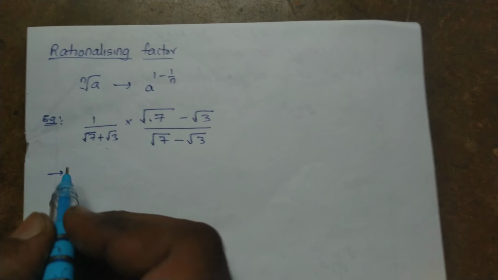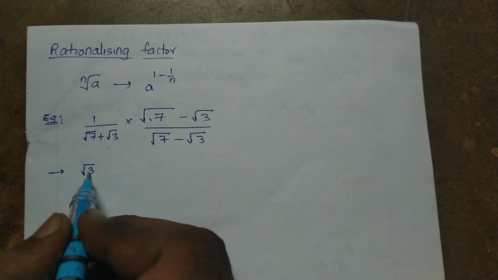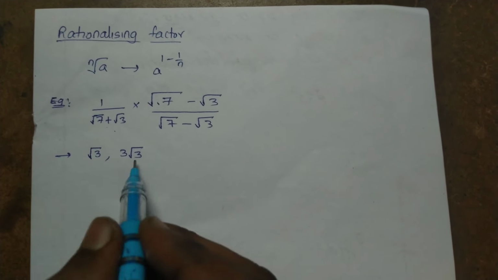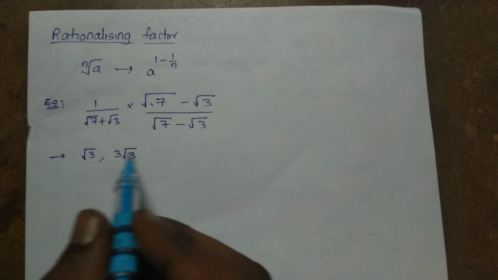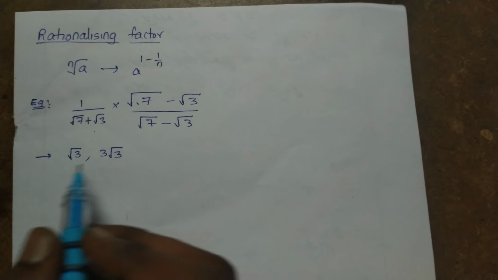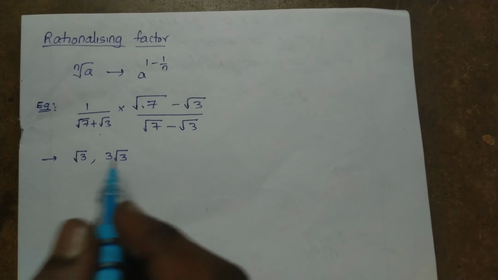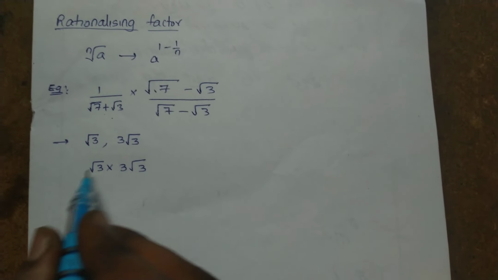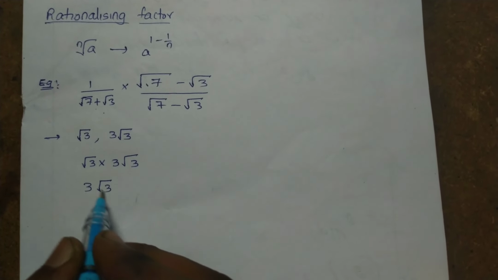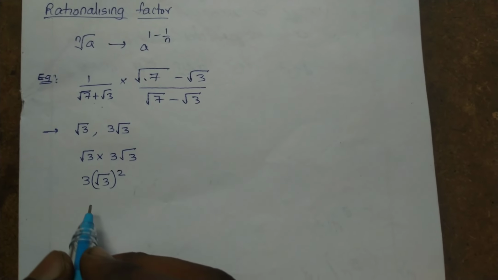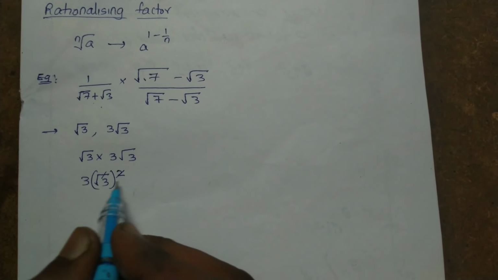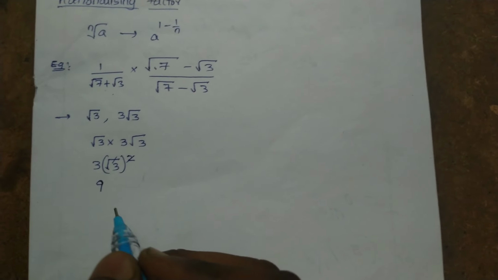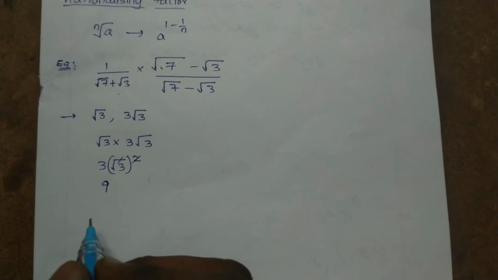Suppose I take one more example, root 3 and 3 root 3. These both are Surds, right? It is in the form of nth root a, so both are Surds. Now I multiply these two Surds. If I multiply root 3 into 3 root 3, what do you get? 3 into root 3 whole square. Square and root will cancel, and you will get 9.